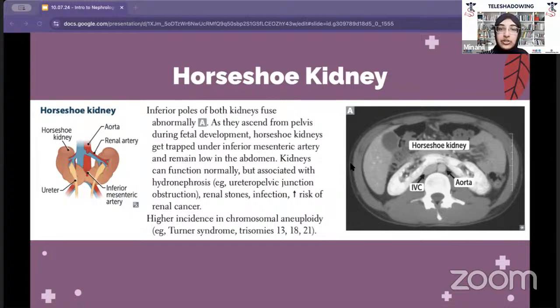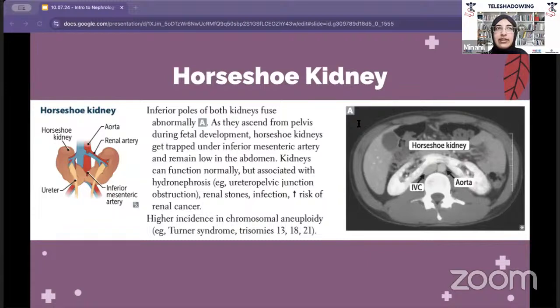But when symptoms do occur, it's usually due to one of the complications we discussed, like a urinary tract infection or a kidney stone. And horseshoe kidney is typically diagnosed through imaging, like an ultrasound or CT scan right here, and that can actually reveal the fused structure. As for treatment, it's generally not necessary unless the patient is experiencing complications. And when treatment is needed, it's aimed at managing the specific complication rather than correcting the kidney itself.